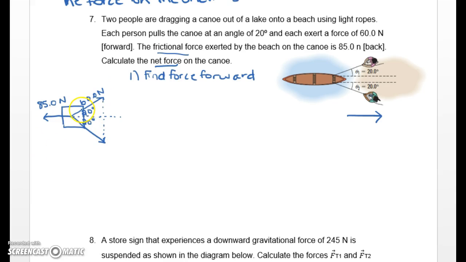So here we have an angle. We're going to be looking for the adjacent. And we have the hypotenuse. That tells us that we're going to use the cosine ratio to solve this. So we have cosine of 20 degrees is equal to your adjacent, which is what we're looking for, so we can let that be x, over your hypotenuse, which is the 60.0 newtons.